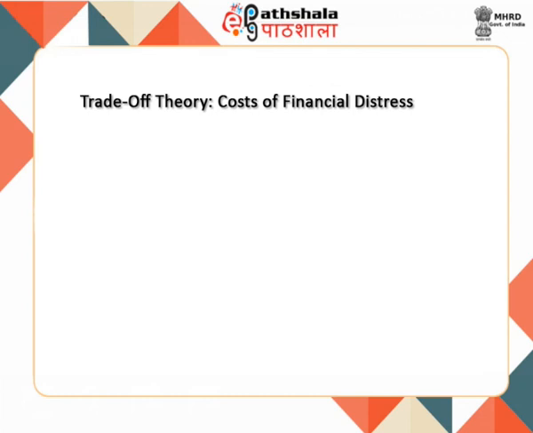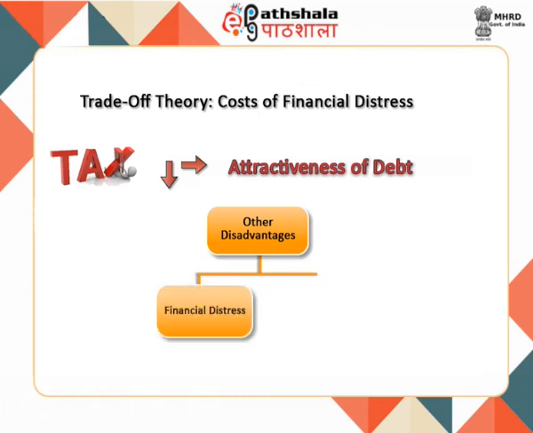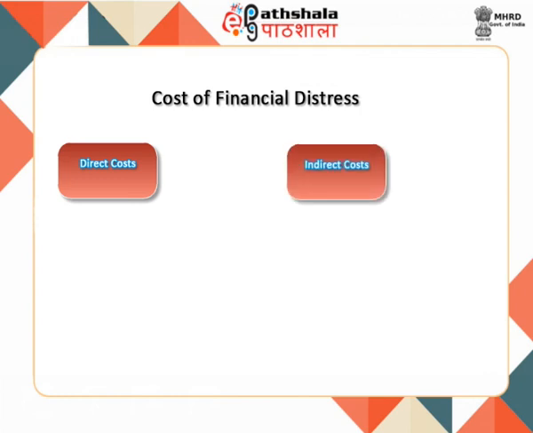We already know that the personal tax reduces the attractiveness of the debt. However, there are other disadvantages as well, which are grouped under financial distress and agency costs. Financial distress arises when a firm is not able to meet its obligations to debt holders. There are two types of costs involved with the financial distress: direct and indirect costs.